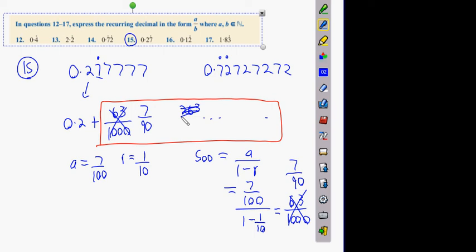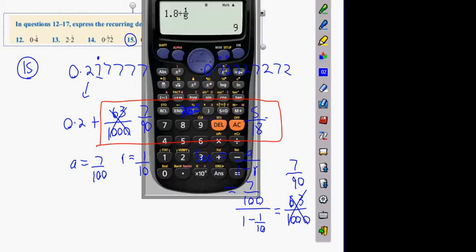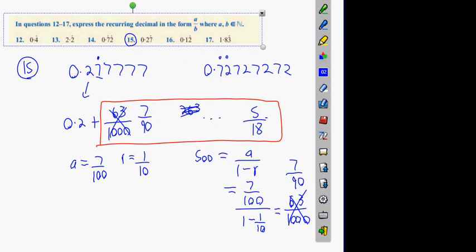5 over 18. Now here's what I want you to do. Put 5 over 18 into your calculator and press the change button. And look, 0.27 with the dot on top. Is that what we started off with? 77777. What's the last one then? 8? It just rounds it up. Okay, and that's what we're looking for there. Okay, lads, moving on. Any questions?